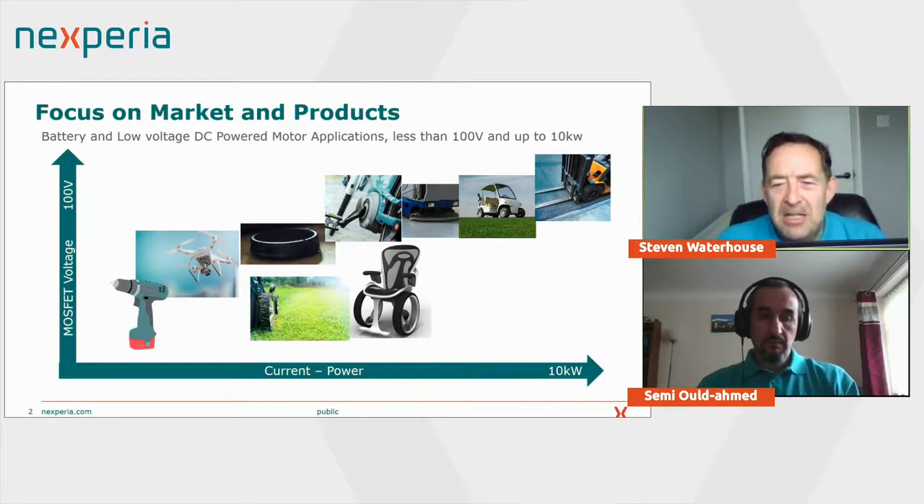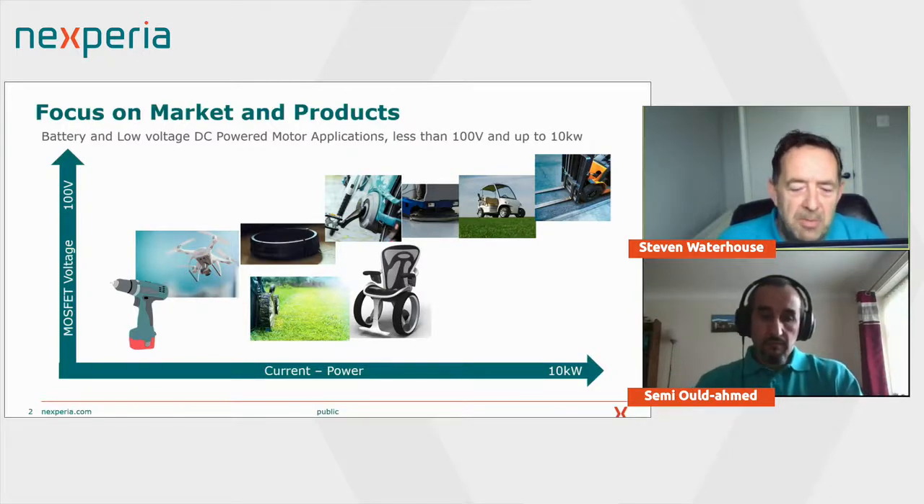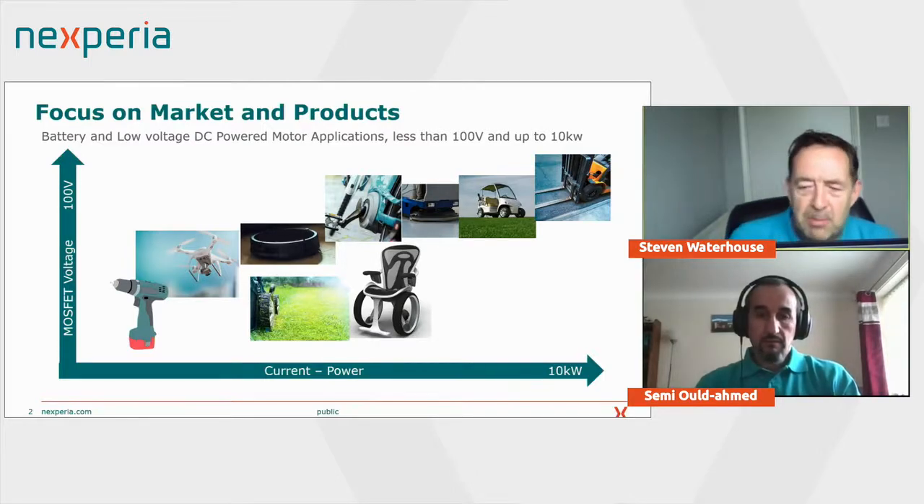And each of these usually has a lithium-ion battery, not always though, which will run a BLDC motor. I'm going to now pass over to my colleague Samit, who's going to talk a little bit more in detail about what we believe the parameters are that are important in these applications.